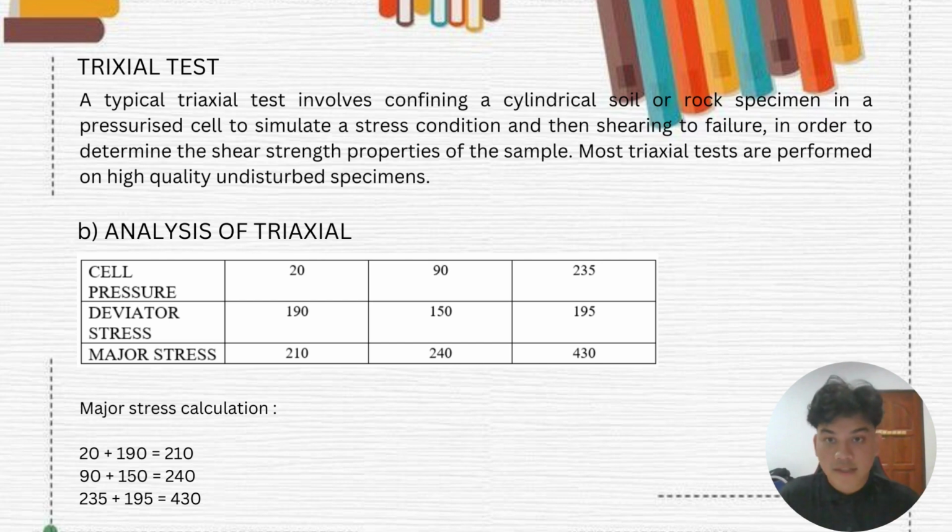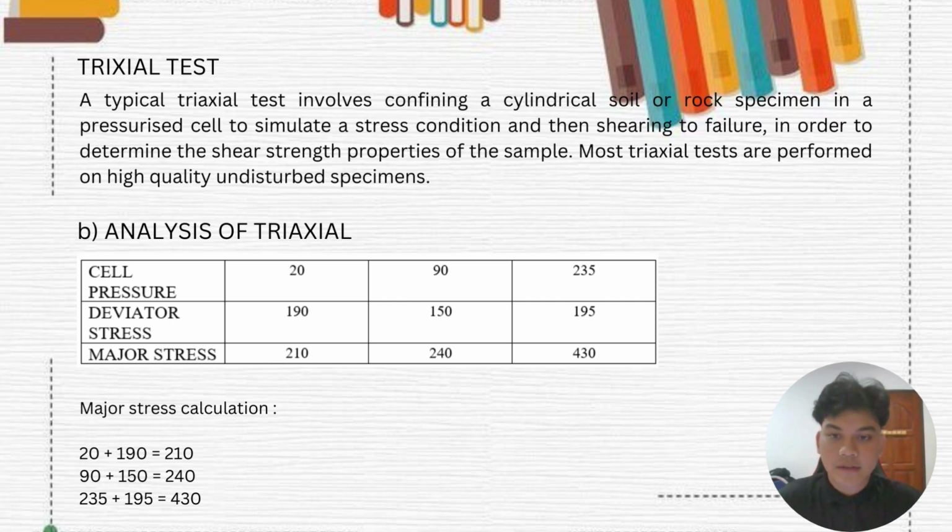What is a triaxial test? A triaxial test is a typical test involving confining a cylindrical soil or rock specimen in a pressurized cell to simulate a stress condition and then shearing to failure in order to determine the shear strength properties of the sample. Most triaxial tests are performed on high quality undisturbed specimens. So how do we analyze the triaxial test?